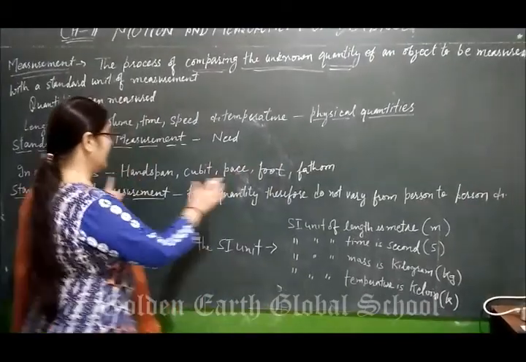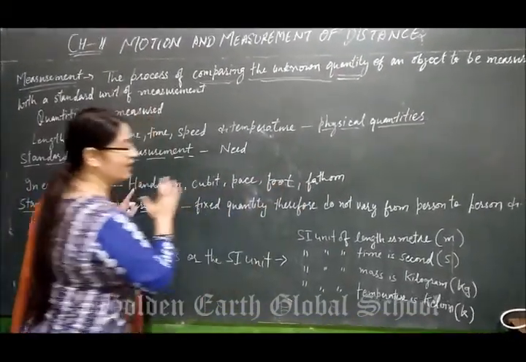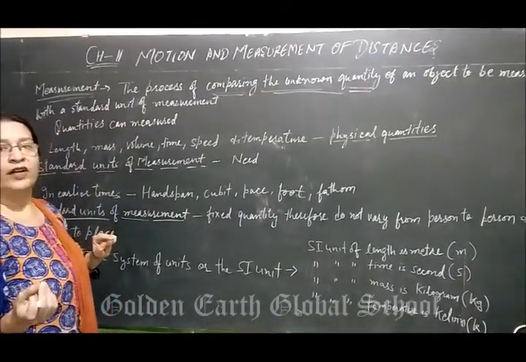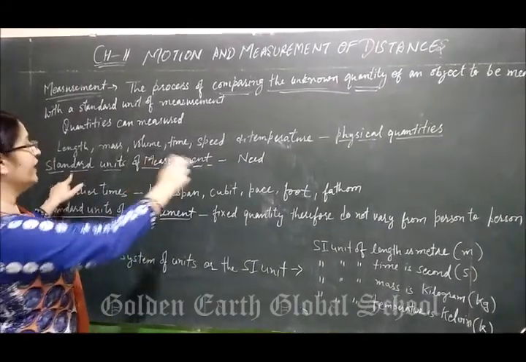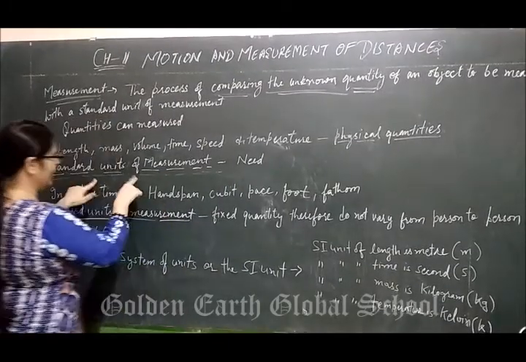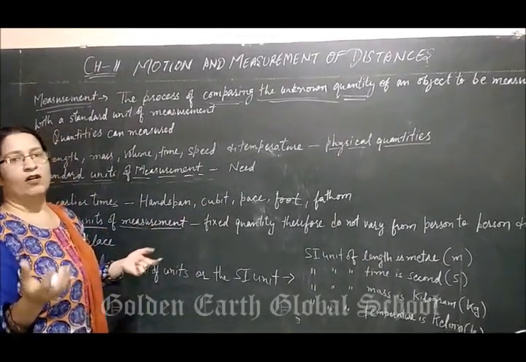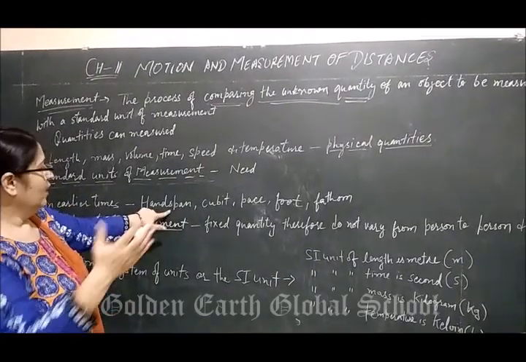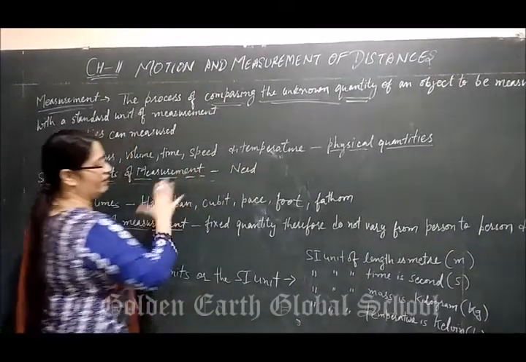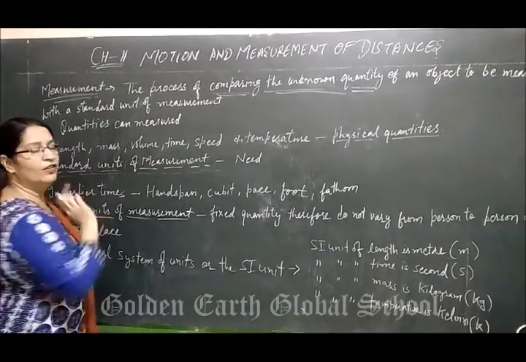Next is the pendulum. These were used in earlier times, but these measurements are not accurate. That's why there is a need for a standard unit of measurement. Because every person is different, some are tall, some are not tall, so their length will increase or decrease. That's why there is a need for a standard unit of measurement.